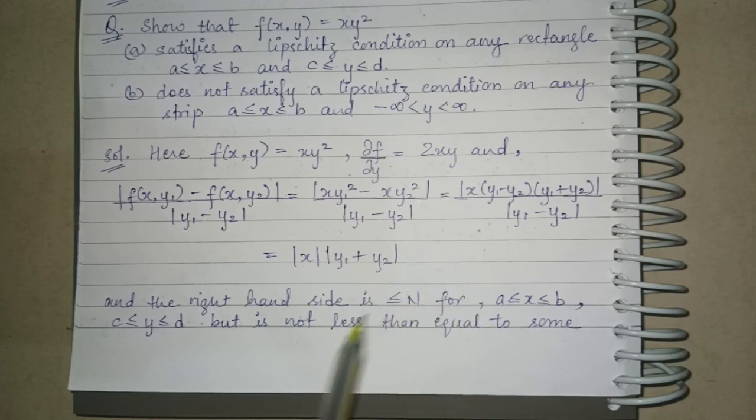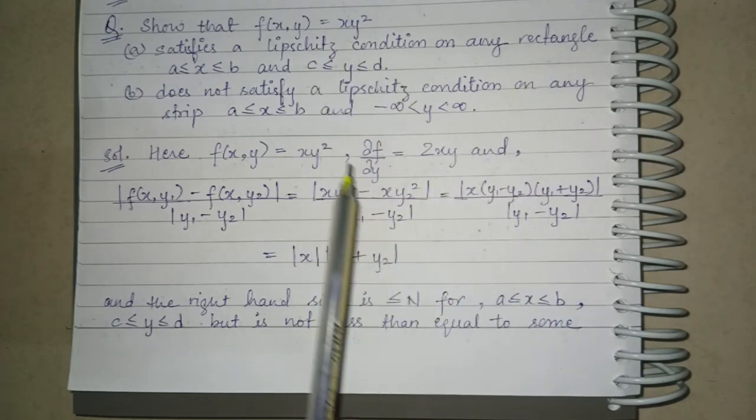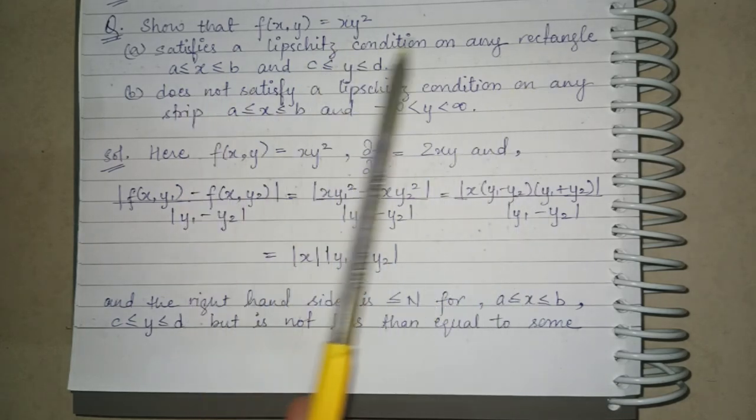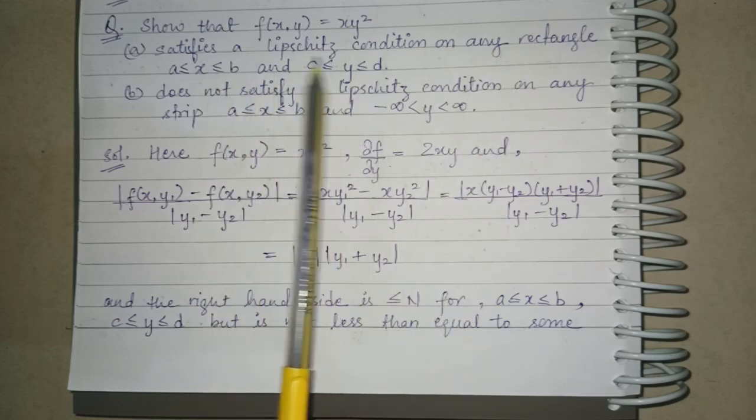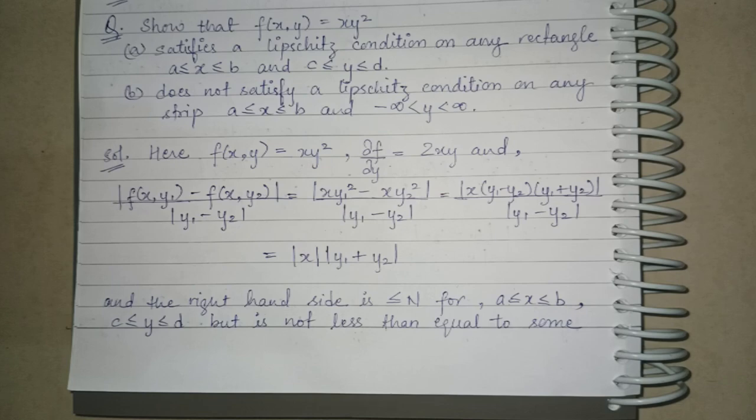That means we will be able to find a constant such that this term will be less than or equal to that constant. Okay, so that's why we can say that this term will become less than or equal to N for the condition that is given to us, for x in between a and b, and for y in between c and d. So our Lipschitz condition gets satisfied for the rectangle having the points (x, y) such that x lies between a and b and y lies between c and d.